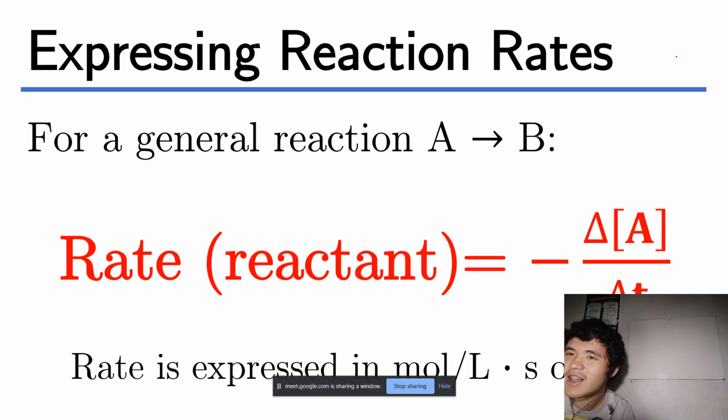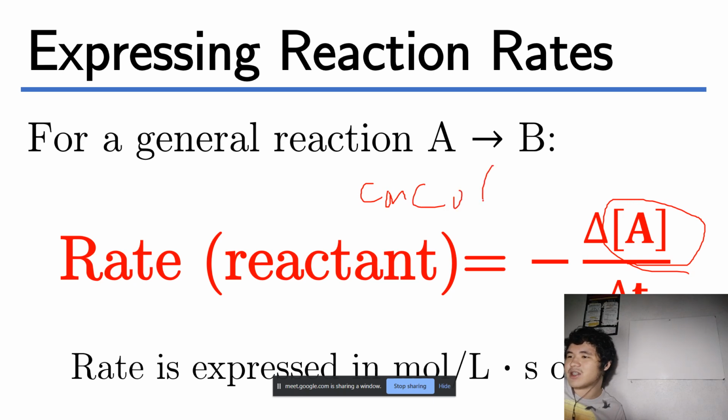Okay, sige. So, ito naman, for expressing reaction rates, it's just simply like this. For a general reaction, A turns into B, the rate of the reaction in respect to the reactant is negative delta A over delta T. Teka, just some new terms. This is another way of expressing concentration ng A. Instead of writing concentration of A, we write it in brackets, okay? You'll see this a lot ngayon.